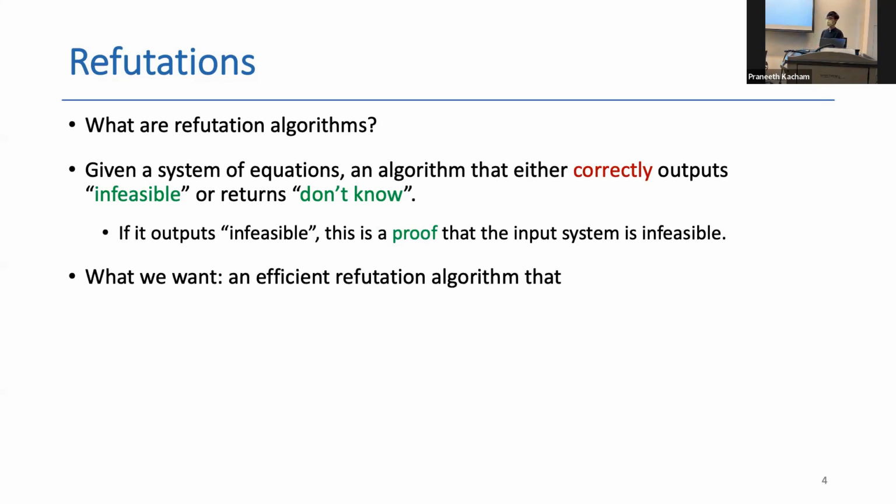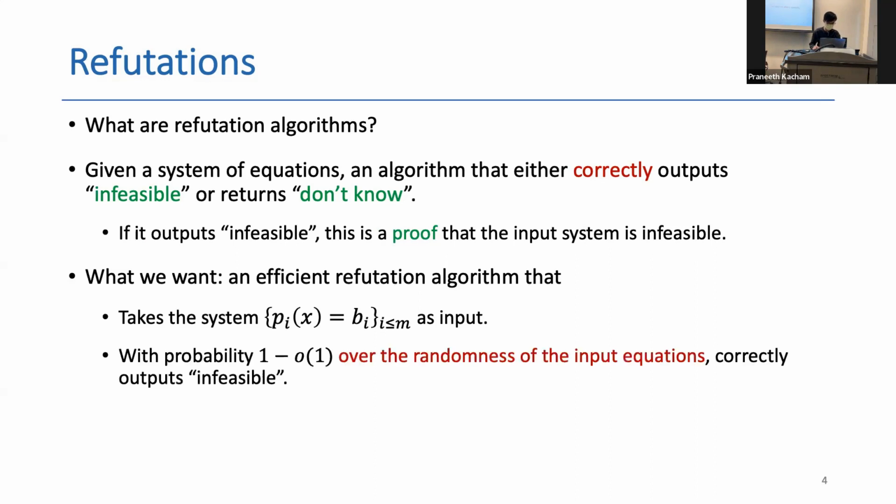So what we want is an efficient refutation algorithm such that, first, of course, it takes in the input system Pi of x equals Bi as input. And with high probability over the randomness of the input equations, it correctly outputs infeasible. Notice that you cannot always output infeasible, even though with high probability the input equations are actually infeasible, because that's not a valid refutation algorithm.